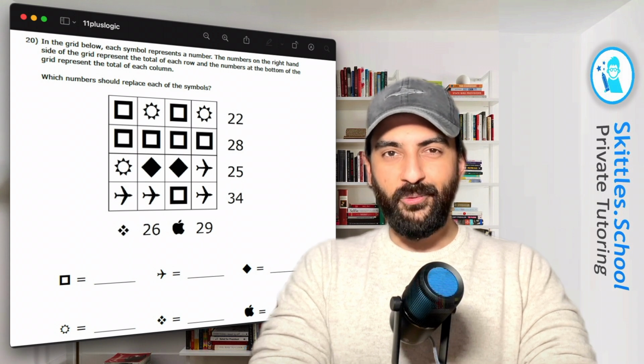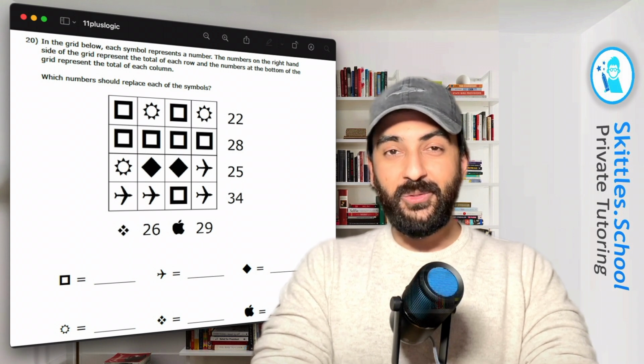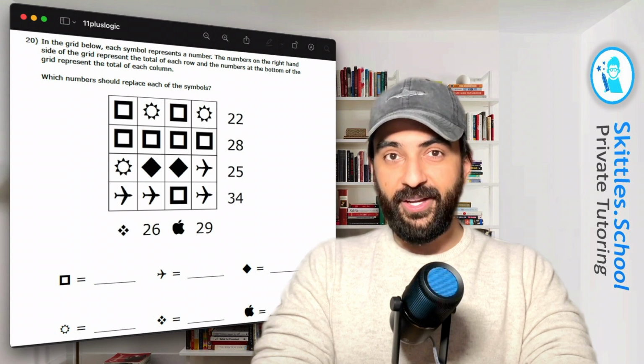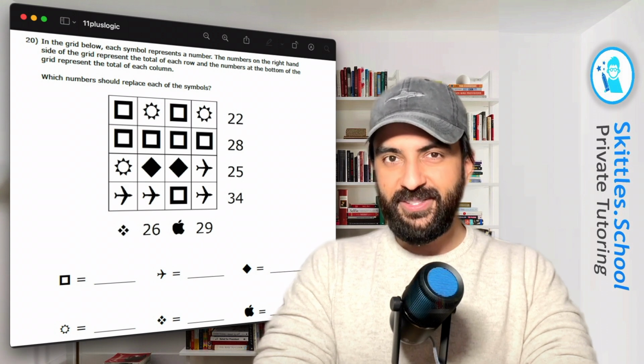This is a non-verbal reasoning logic question, which was sent in by a parent whose child is taking the 11 plus grammar school exams this year.